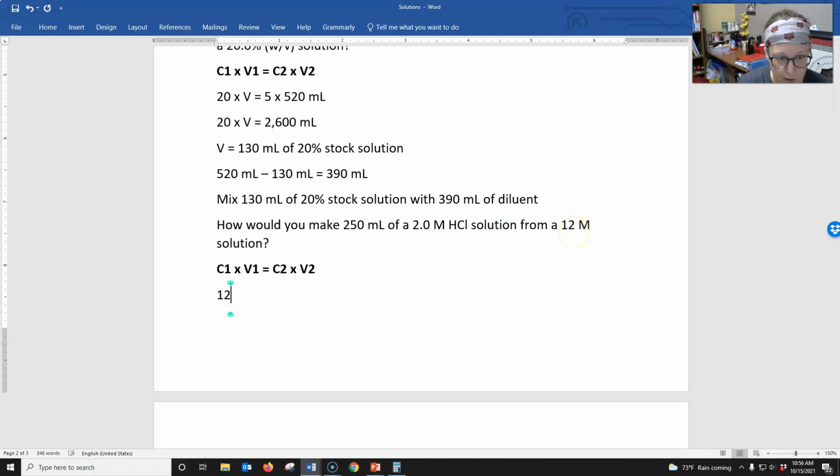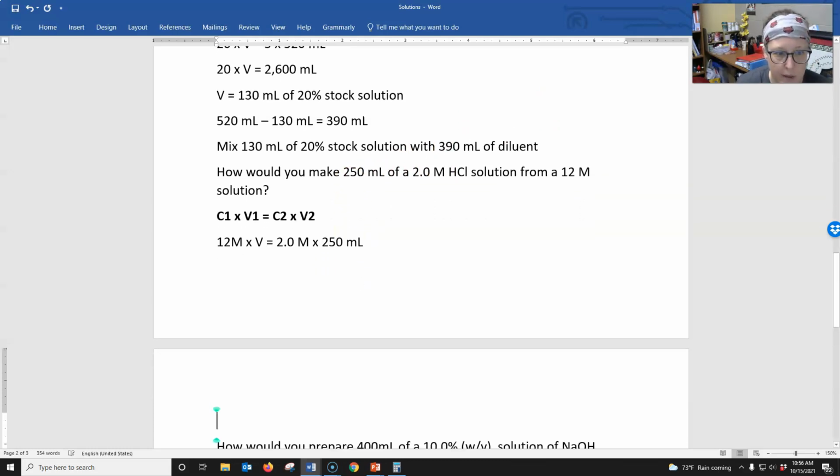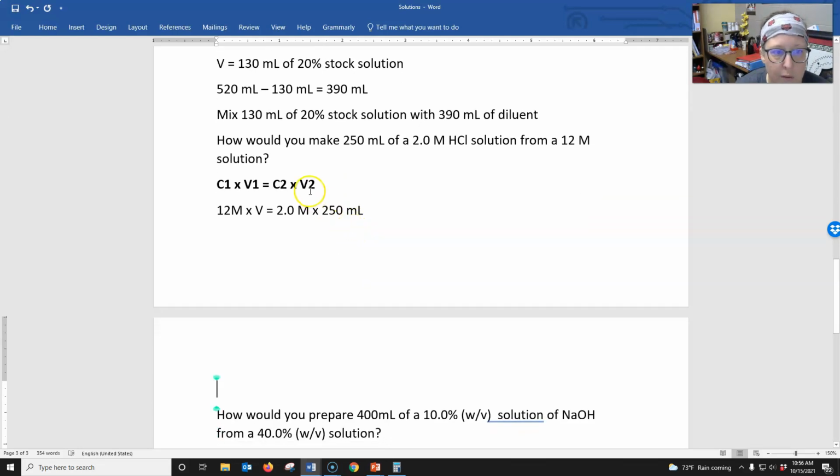So it's going to be 12 molar. It's going to be 12. And then we need to know what V1 is going to be. And then our C2, what we want to end up with is a 2 molar. And we know that our V2, we need 250 mils. Okay. And so again, we're going to solve for V.